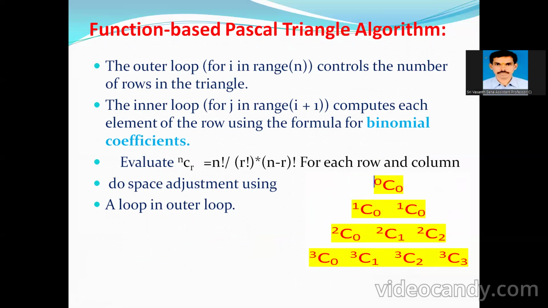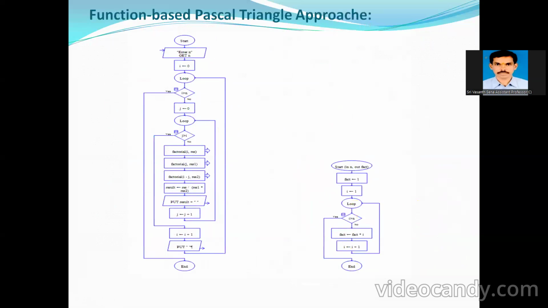Using the formula of binomial coefficients, evaluate nCr is equal to n factorial by r factorial into n minus r factorial for each row and column. So we need to think about the space adjustment. So this is my function-based Pascal triangle approach.